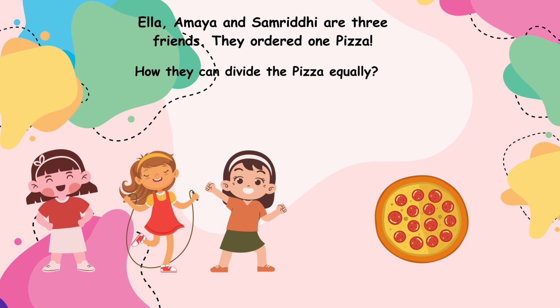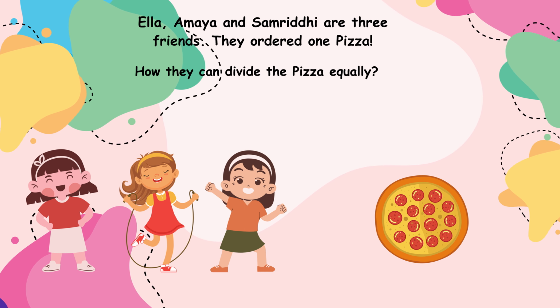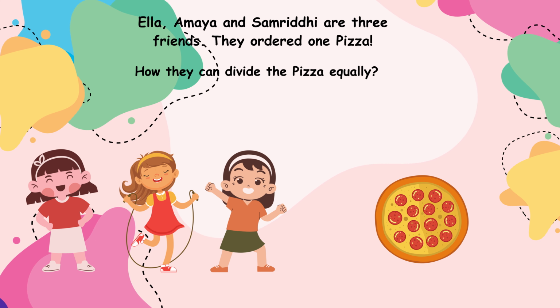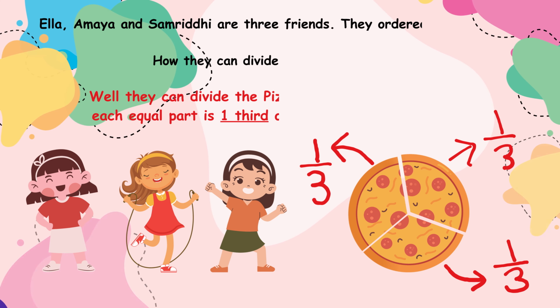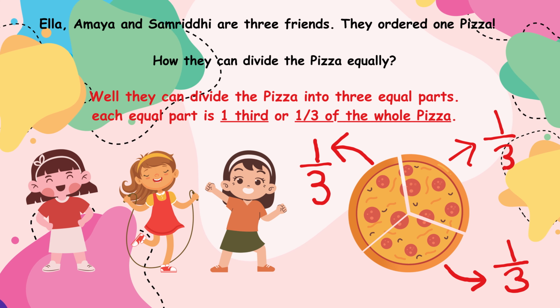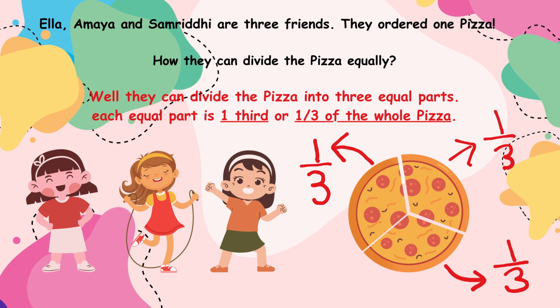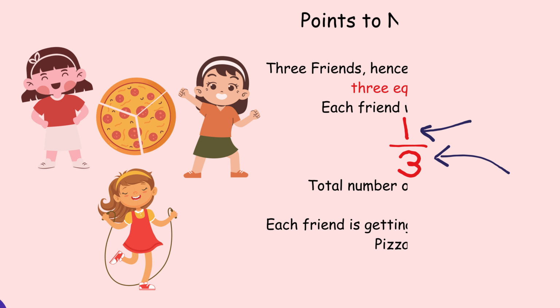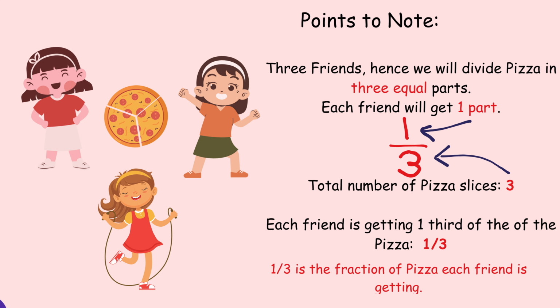Ella, Amaya, and Samriddhi are three friends. They ordered one pizza. How they can divide the pizza equally among themselves? Well, they can divide the pizza into three equal parts, and each equal part will be 1/3 of the whole pizza. Each friend will get 1/3 of the pizza.